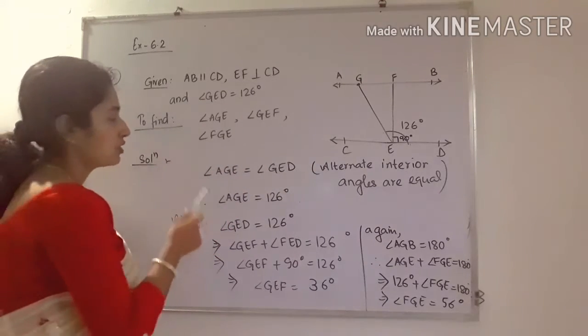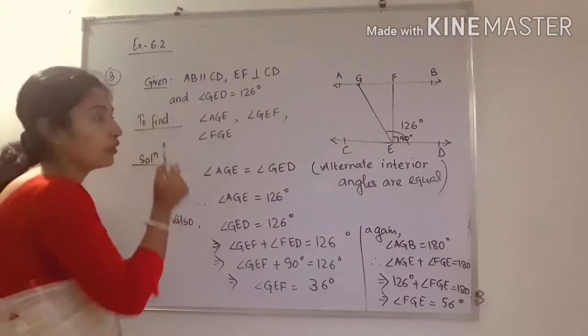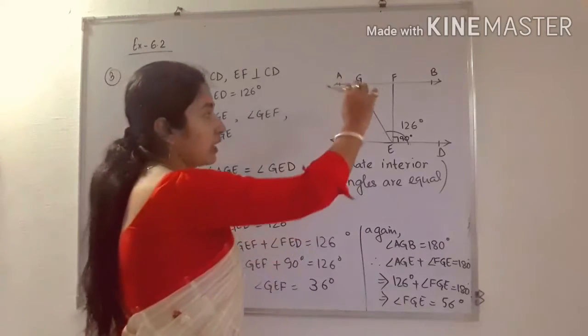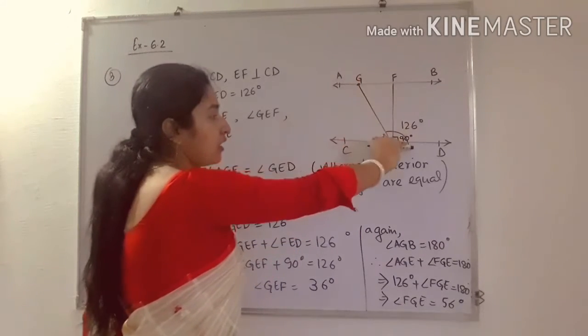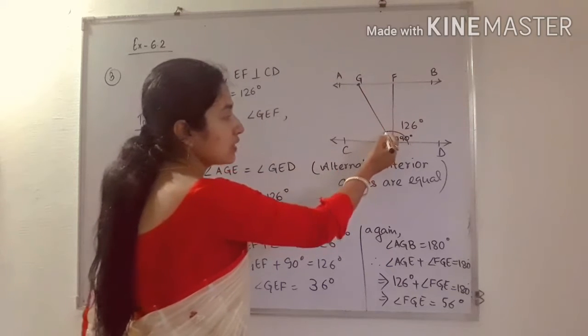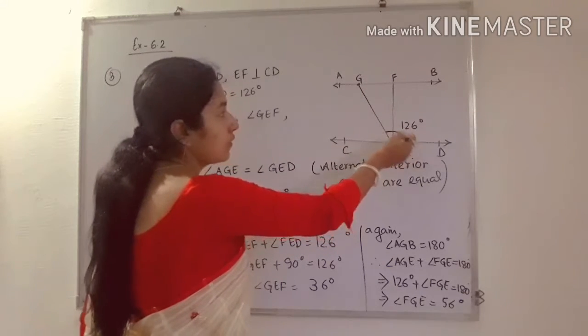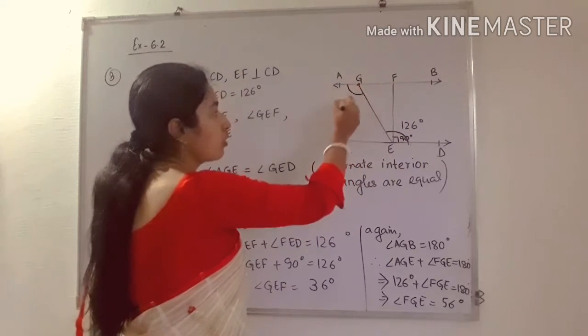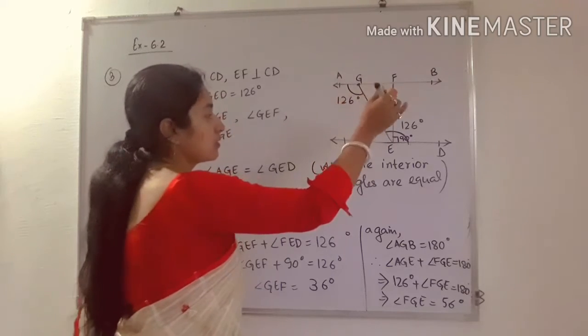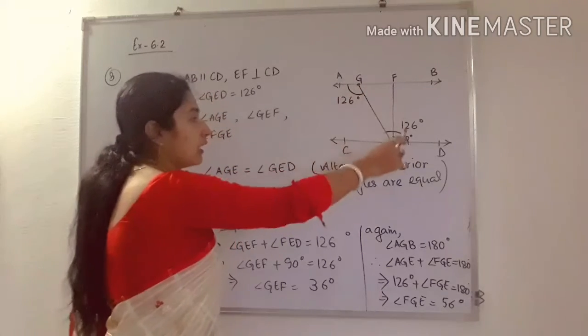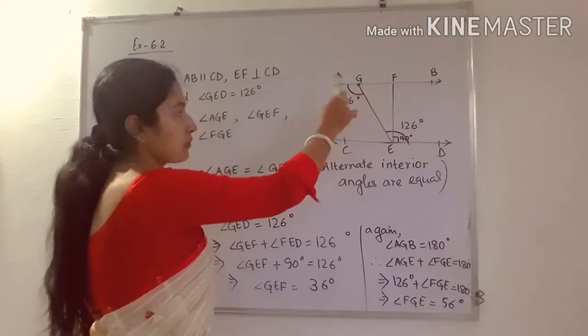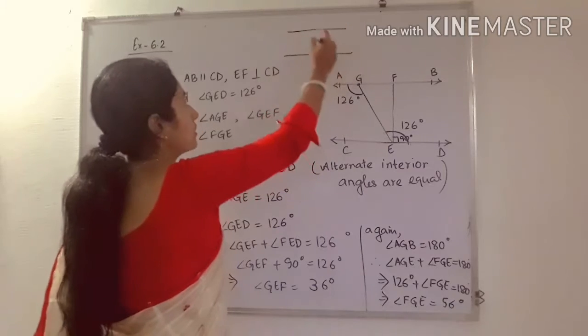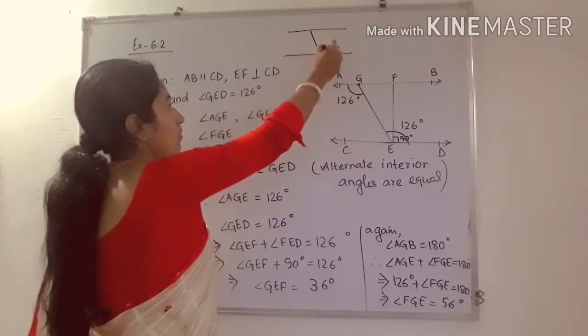Now before proceeding to the solution, see what we can see from this diagram. AB is parallel to CD. So this one is 126 degrees. Therefore angle AGE is also what? 126 degrees, because they are forming alternate interior angles. Okay. See, the diagram is like this. So this is 126.